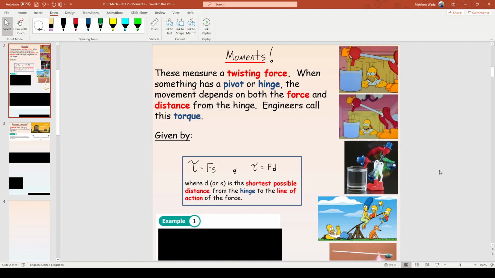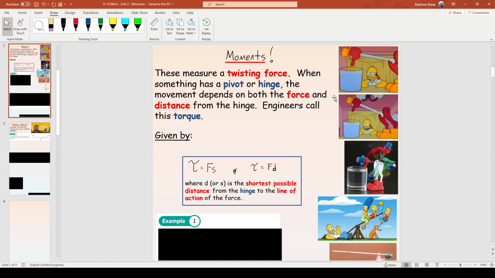Today is your lucky day as we're starting a brand new unit. I know that everyone's going to be so sad to leave the forces and friction unit behind because it was such an awesome unit. But that's the beautiful thing about mechanics, is that all of the units are beautiful units. So you get to learn something equally cool and exciting. So the title is Moments.